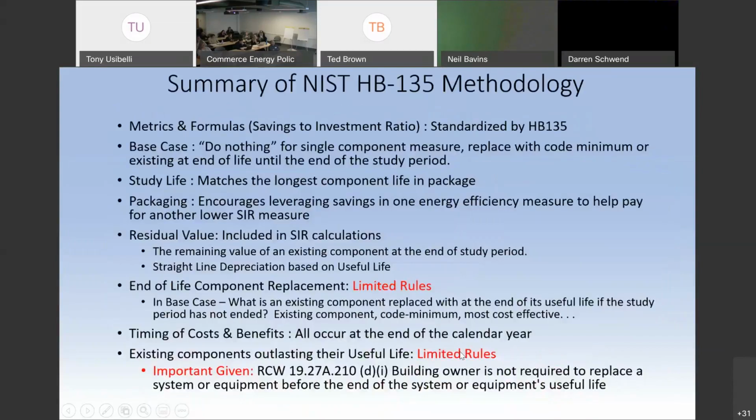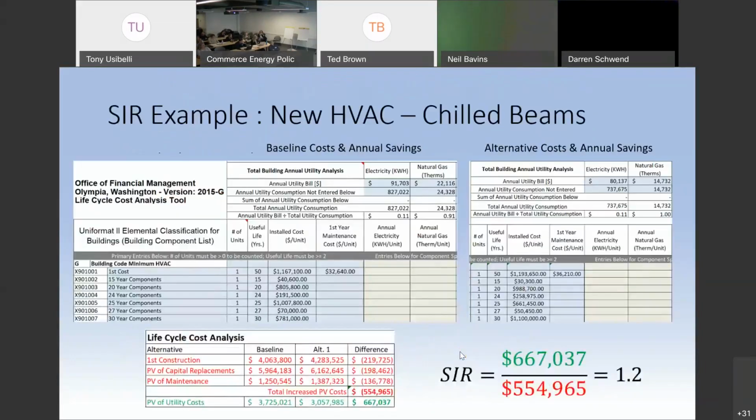Greg, can I ask a couple of questions about that? One is, is that tool available free for people to use? Yeah, the Washington State Lifecycle Cost Tool is developed by OFM for public building projects. It's available free to download on their website under the forms, budget forms section.